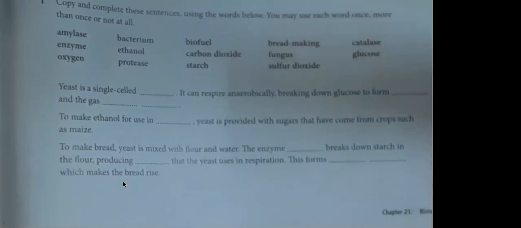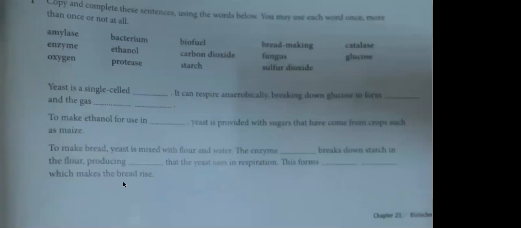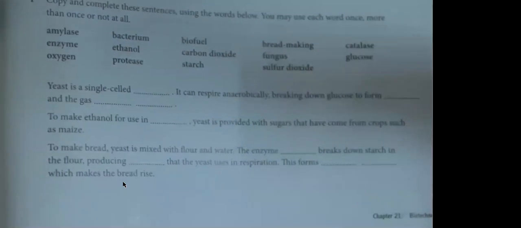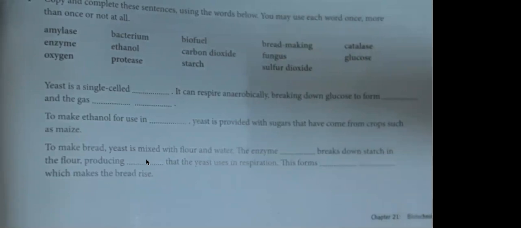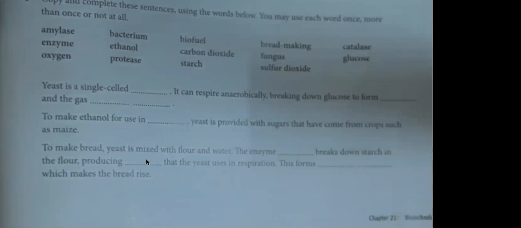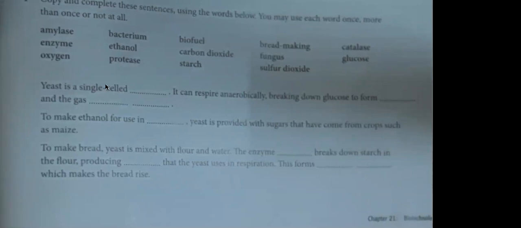Copy and complete these sentences using the words below. You may use each word once, more than once, or not at all. Yeast is a single-celled dash. So you can pick from: amylase, bacterium, biofuel, bread making, catalase. Yes, Hala? Fungus. It's a fungus. Very good. Yeast is a single-celled fungus.